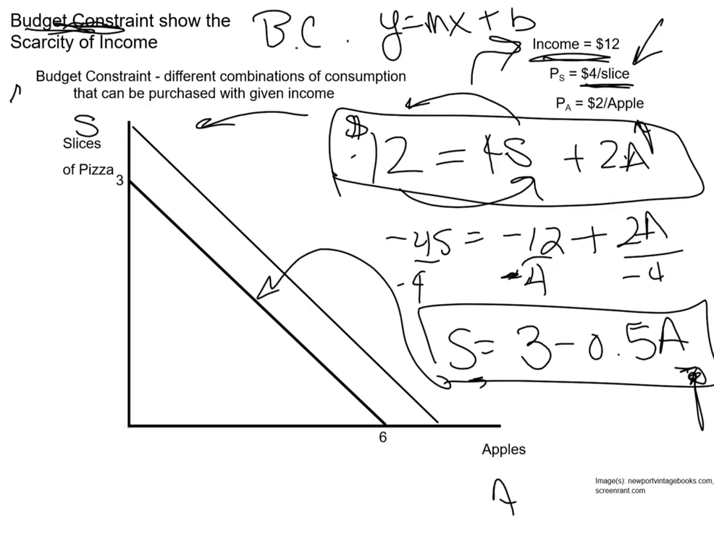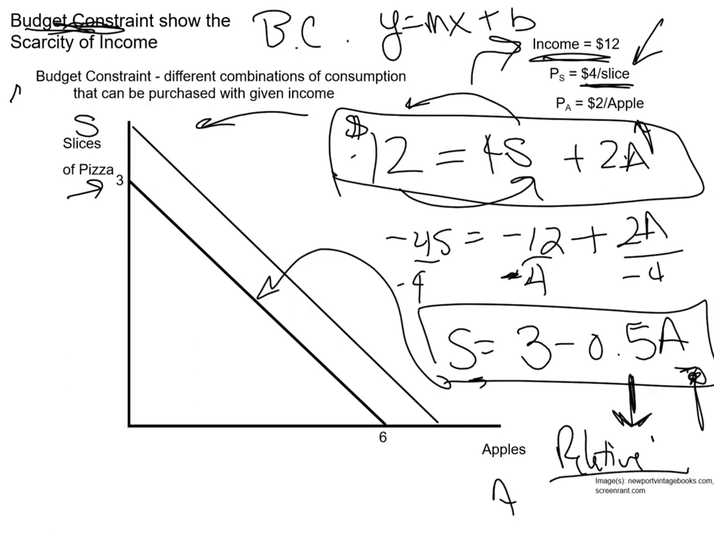Now notice, what does the vertical intercept here represent? The vertical intercept represents if you spend all your money on pizza. The horizontal intercept represents if you spend all your money on apples. What else do we have in this equation? We have a slope. Think back to a much earlier topic when we talked about relative prices.